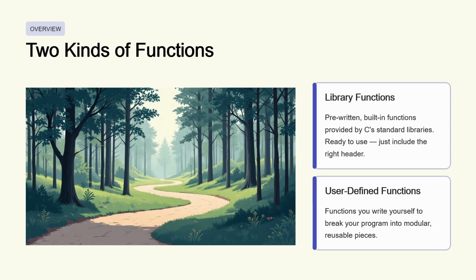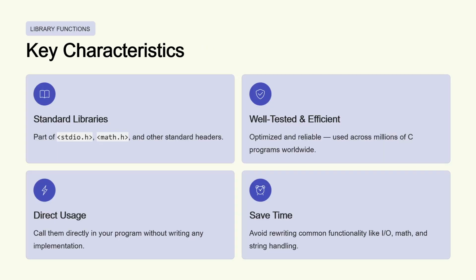Understanding the difference between user-defined functions and library functions helps programmers decide whether to use existing functionality or create their own customized solutions. Now we are going to see in detail about library functions. As I said, library functions are pre-written and built-in functions provided by C standard libraries. These functions are already implemented by experts, so programmers do not need to write the internal code. To use them, we simply include the appropriate header file at the beginning of our program.